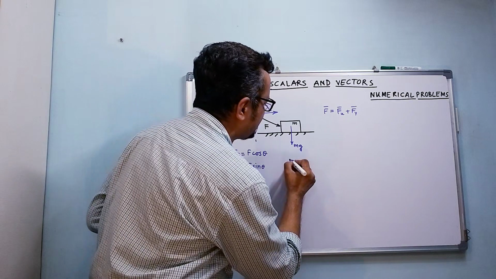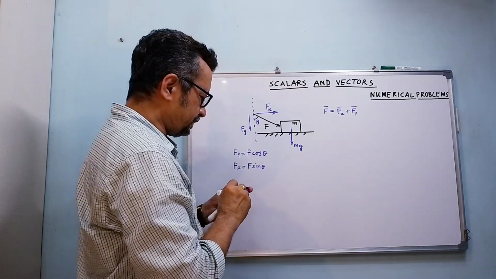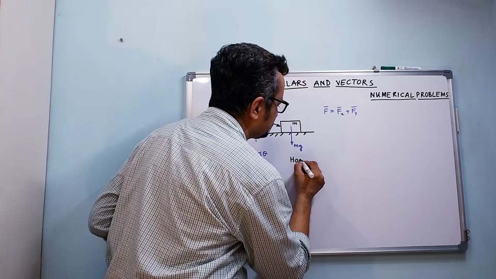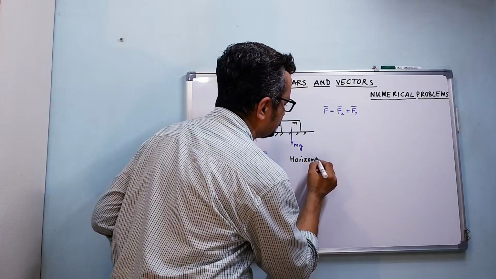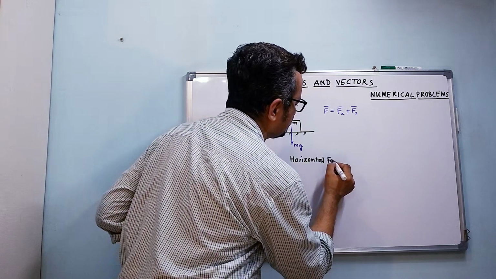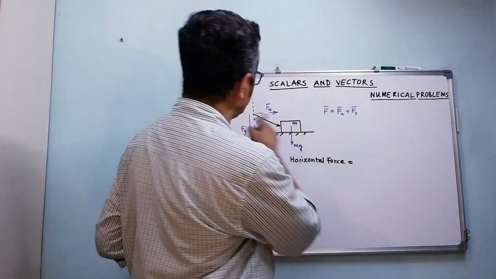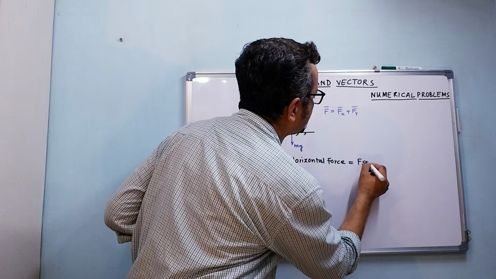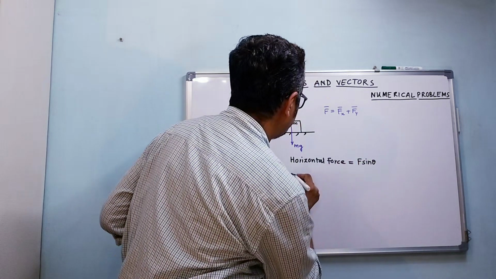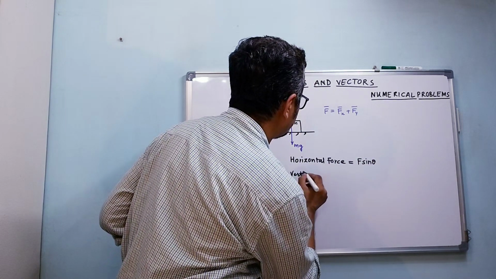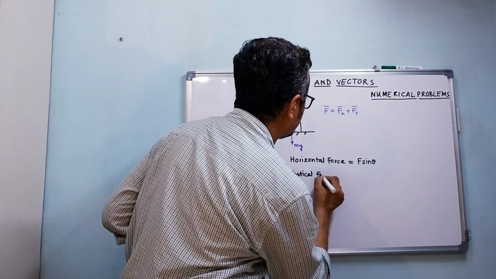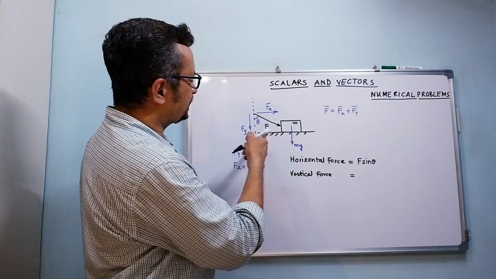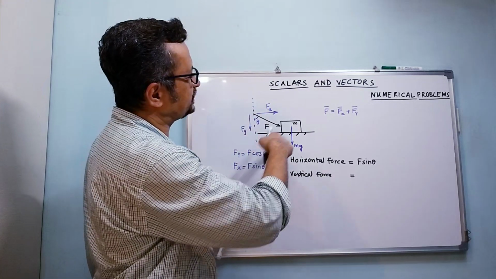So let us write the horizontal component, or horizontal force, is equal to Fx, and that is F sin theta, and the vertical force acting on the mass, obviously, is equal to Fy, that is F cos theta plus mg.